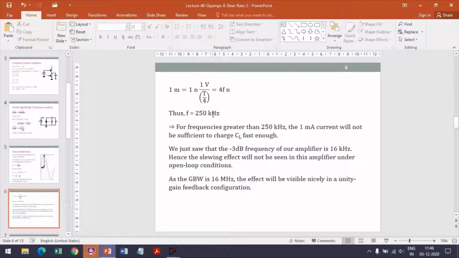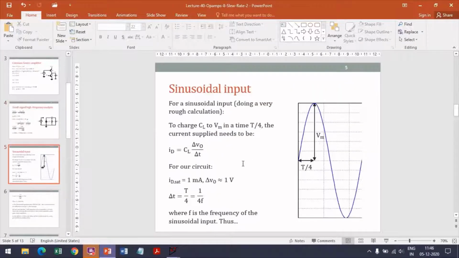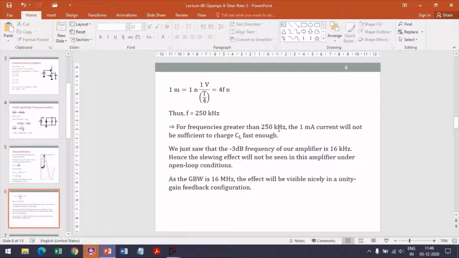So if the frequency is greater than 250 kilohertz, then the charging with a 1 milliamp current will not be sufficient. Now, let's go back. The 3 dB frequency of our circuit is 16 kilohertz. This calculation shows that the circuit will charge properly up to 250 kilohertz. So if you want to see the effect of slewing, then we must operate this circuit at greater than 250 kilohertz. But with a 3 dB frequency of 16 kilohertz, at 250 kilohertz, the gain of the circuit would have dropped significantly, and we will not see the slewing effect.